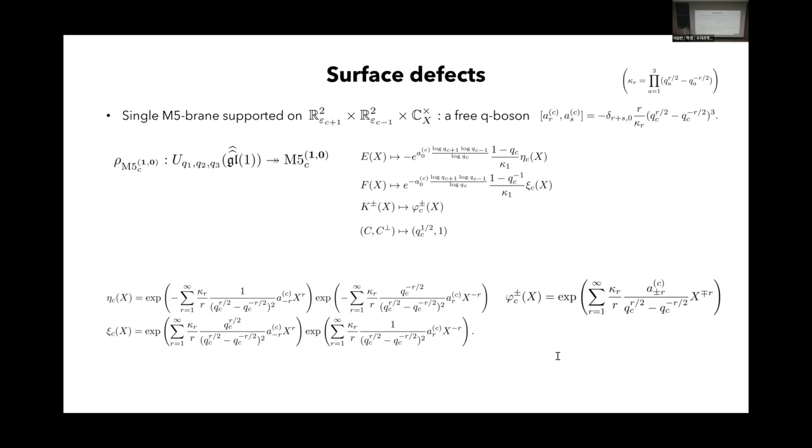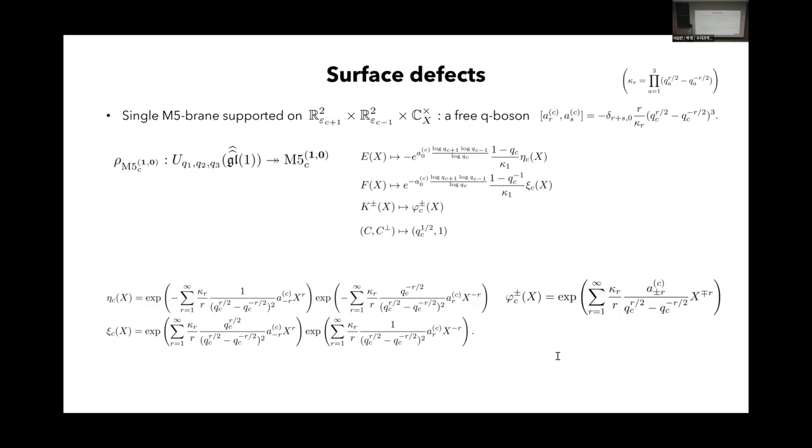As I told you, it wraps two of the R2 factors in the C star X plane. I will not explain, but because of some AGT type argument, one can argue that for a single M5 brane, the algebra that's lying on this M5 brane is the free Q boson. So this is what q-deforms the free boson algebra. As you can see on the right, there's a commutator of some modes AR and AS, and there's some powers of Q, and it's a Q deformation of the free boson algebra.